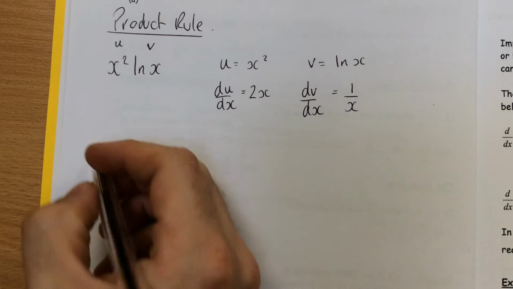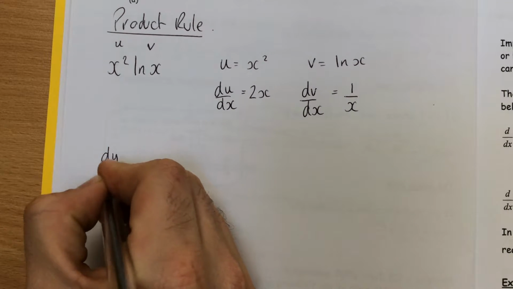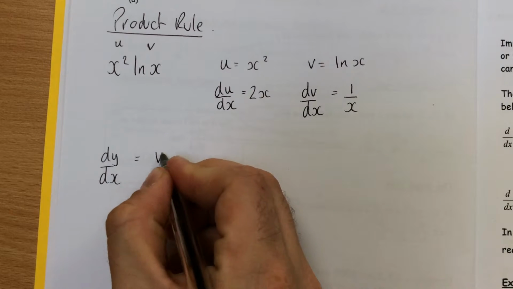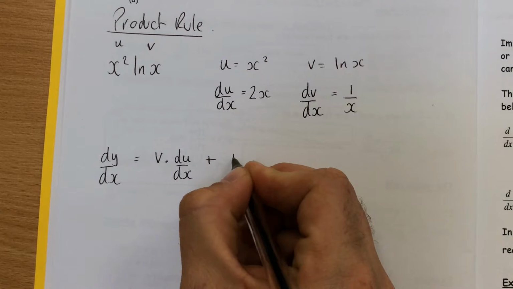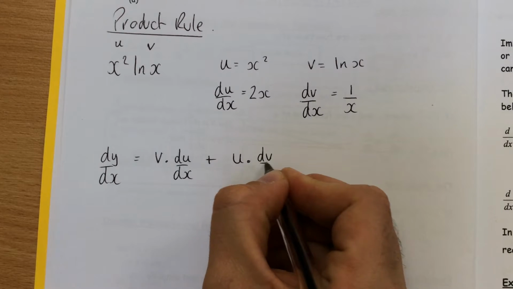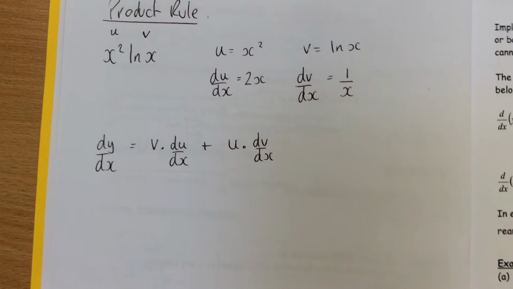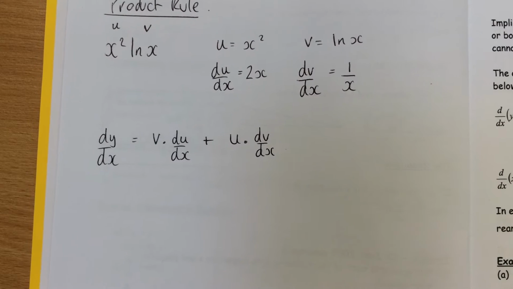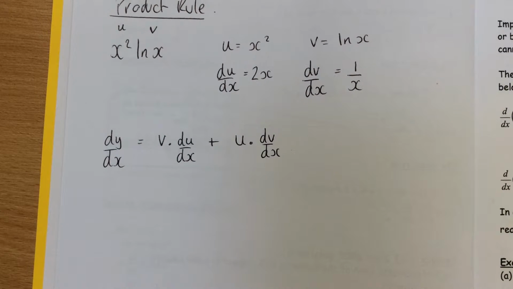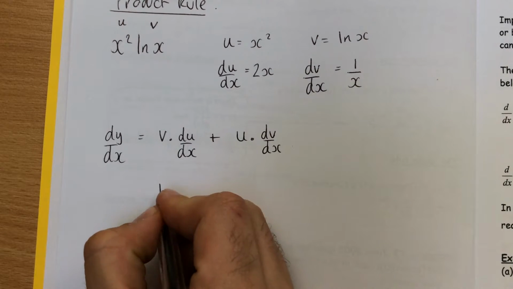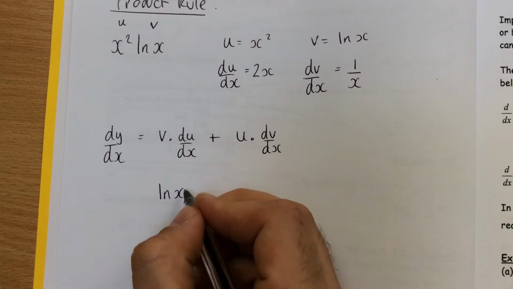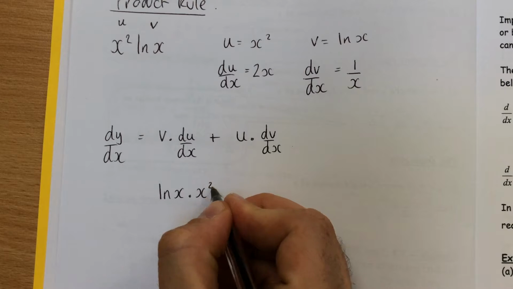So the product rule tells us that dy by dx is equal to v times by du dx plus u times by dv dx. So that is the product rule, okay? That's what's written on the page before. And then it's just a case of putting the right things in the right places and timesing anything that can be timesed. So v is log x, and we're going to times that by x squared.